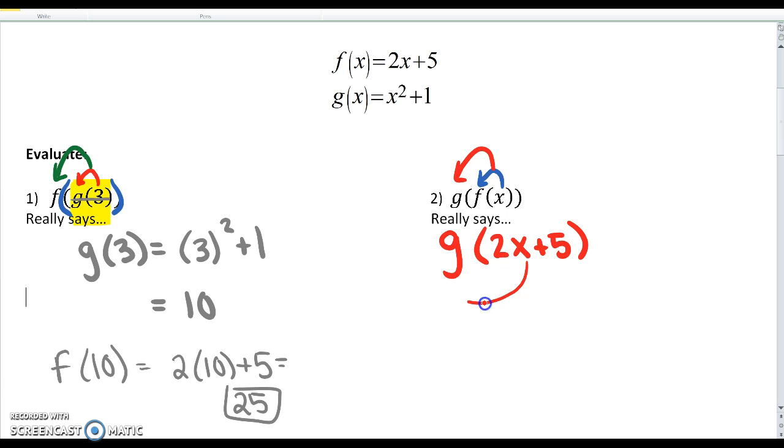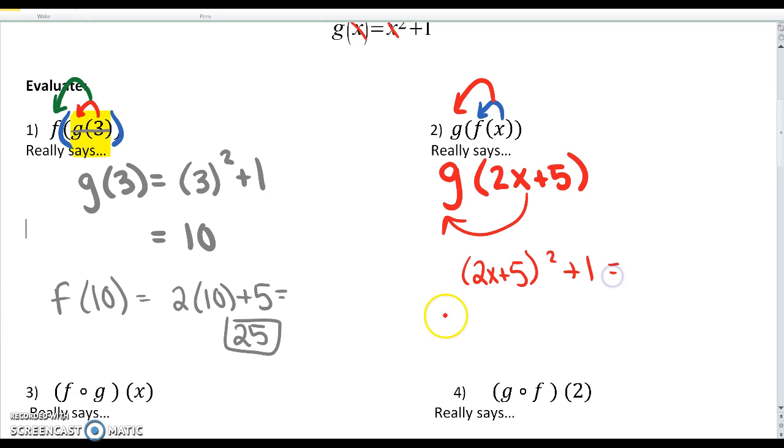Now I'm going to take 2x plus 5 and plug it into g. So 2x plus 5 is going wherever you saw x's before. So now it's going to be (2x plus 5) squared plus 1. Now (2x plus 5) squared means I multiply 2x plus 5 two times. An exponent is repeated multiplication. So this is 2x plus 5 times 2x plus 5, and then we'll do the plus 1.